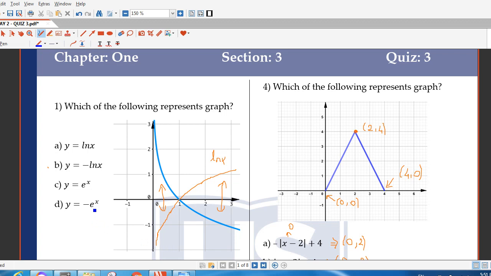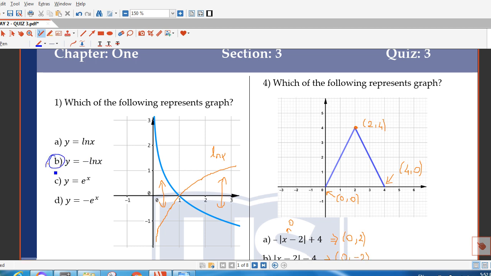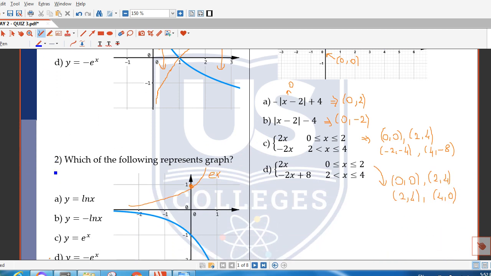Quiz 3, question 1. Which of the following represents the graph? We know the function e to the x, and its reflection becomes like this. The ln function is like this, which is given in orange. So if we reflect about the x-axis, there will be the blue graph. So there is a negative sign in front of ln. So the answer will be B. It is a graph of negative ln x.